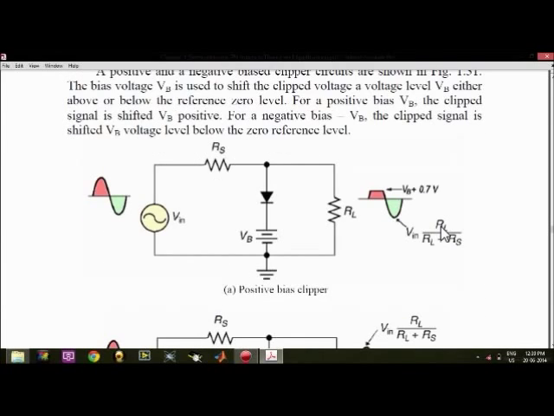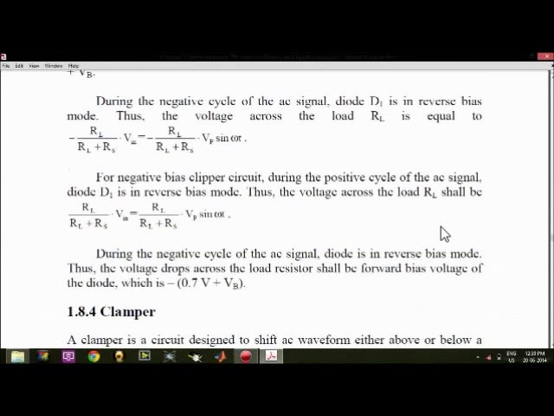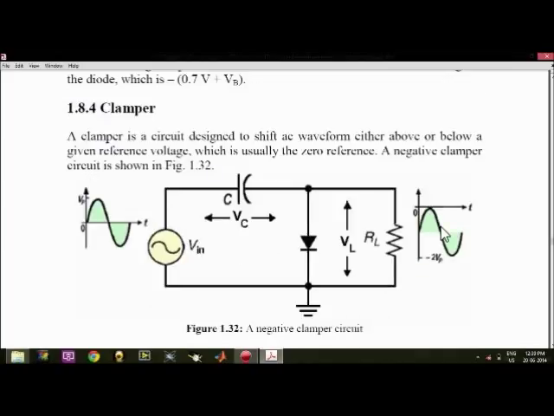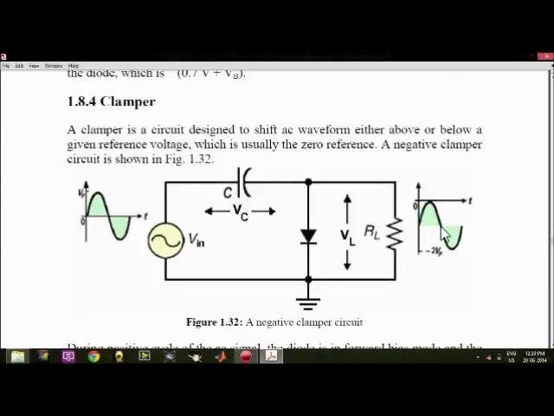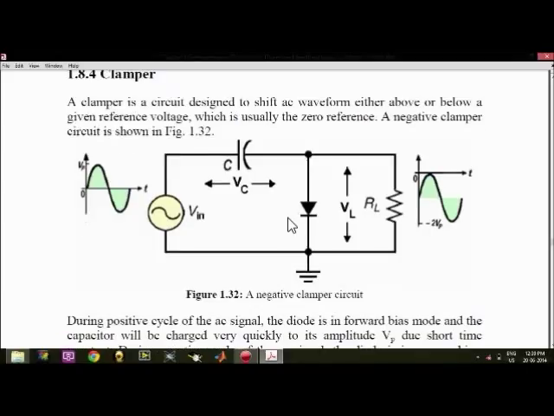Similarly, we can have some more examples of clippers, positive clippers and negative clippers. Now coming to the last part, that is the clamper. A clamper is a circuit designed to shift AC from either above or below a reference voltage. In this case, these AC sources are either moved below the reference line or moved above the reference line using the same diodes. It can be a negative clipper diode or positive clipper diode depending upon the configuration.